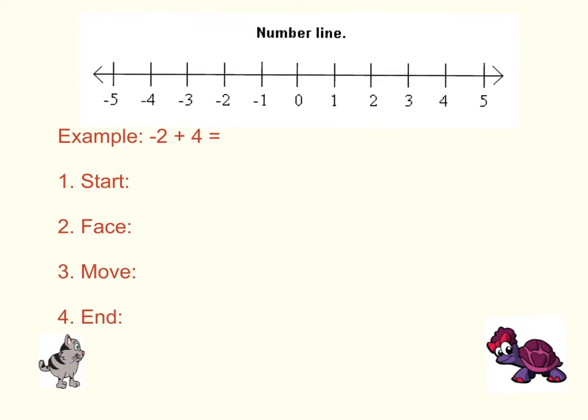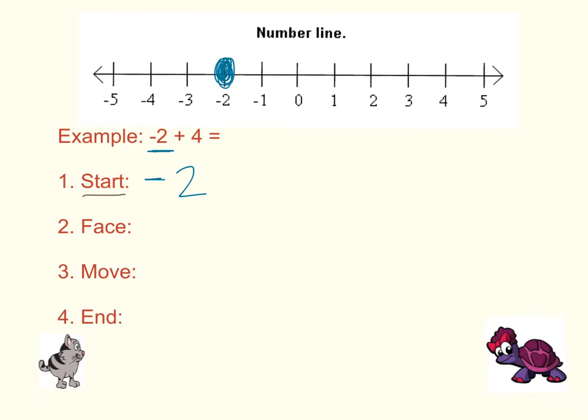All right, next example, we have another number line. Write the example down that you see here, -2 plus +4. So -2 plus 4. Let's write our 4 steps down. Step 1, start. Where are we starting? We always start on the first number. Our first number here is -2. So we're going to start on -2.